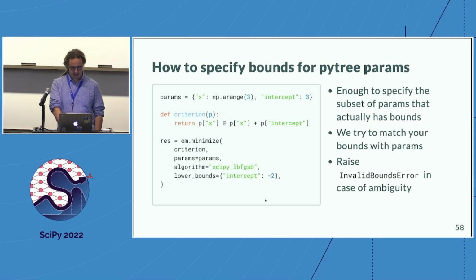And of course, if it's ambiguous, for example, if you had a list of arrays and your list of bounds is too short, you also get an error.